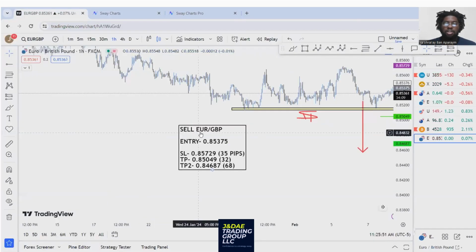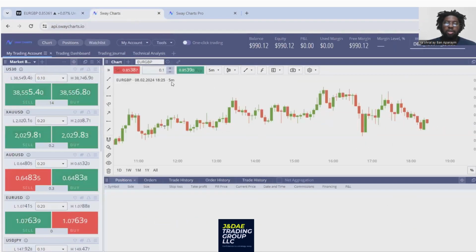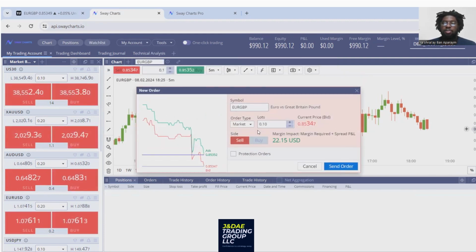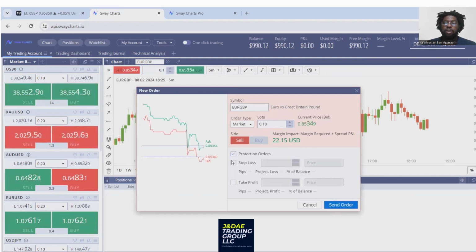Remember, I tell you for sell. So I'll go this way, chart up the Euro GBP, adjust my lot size to what's appropriate for my account. Click sell. What's going to come up, guys, is this, and you're going to click protection order here, because one click trading is off. If you want to learn how to use my Sway charts, please watch my YouTube videos. I actually break this down.